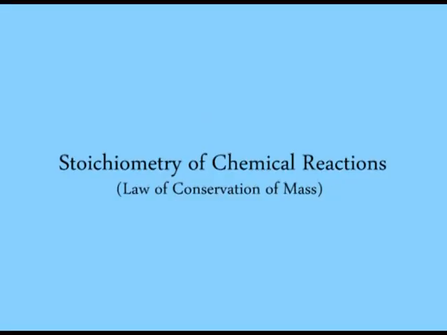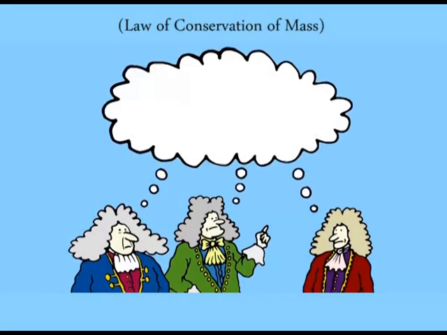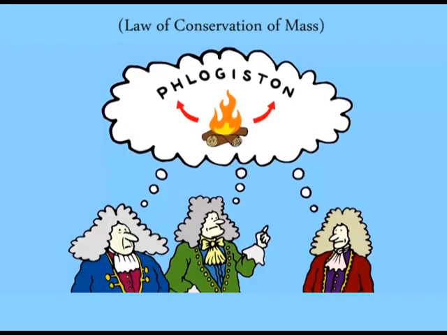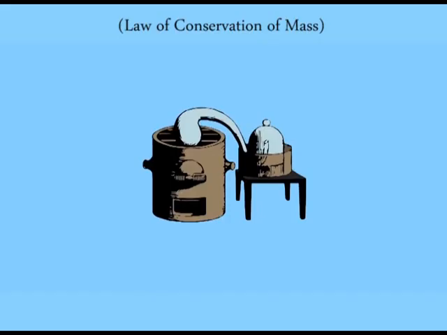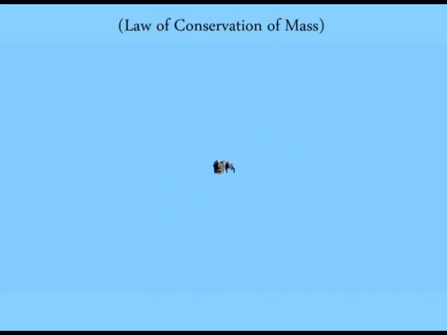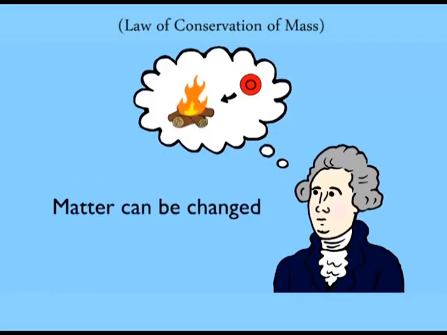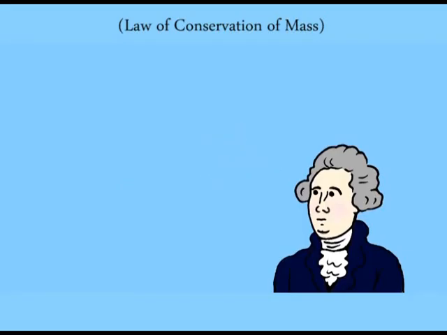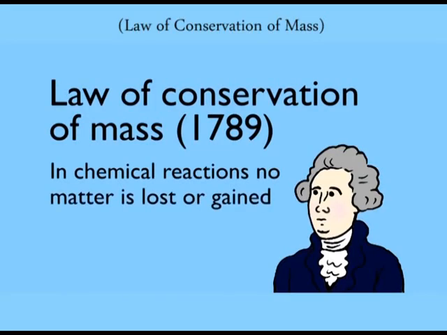Next, we look at stoichiometry of chemical reactions, the law of conservation of mass. Now, in the 18th century, scientists thought that when things burned, a substance called phlogiston came out of them. Then, experiments in enclosed vessels where substances could be accurately measured began to help early scientists such as Lavoisier understand that when things burn, oxygen is added. He realized that matter could be changed but not destroyed. In 1789, he established the law of conservation of mass. In chemical reactions, no matter is lost or gained.